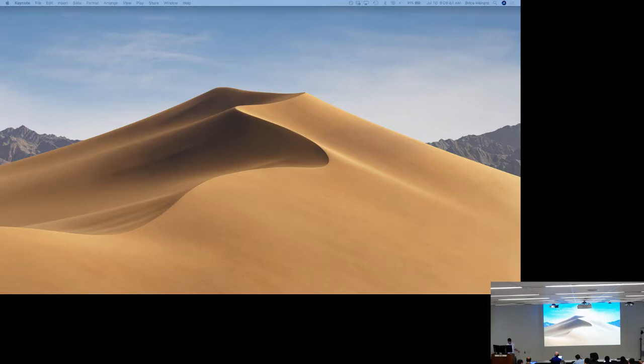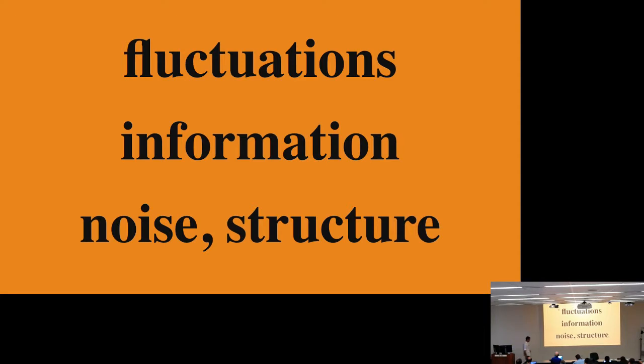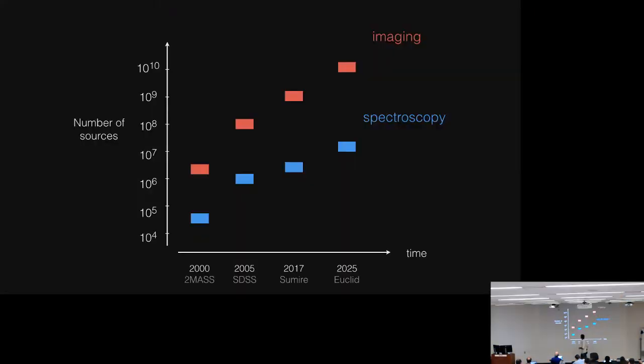All right. Let's see, does this work? Okay, so I'm going to talk about information, noise, and structure in data. Great, it's working, but the other way. All right. So this is aimed mainly at people in astronomy, so I'm going to use examples from astronomy.